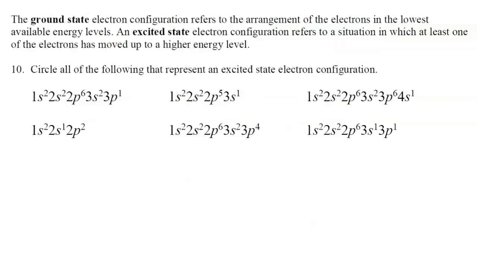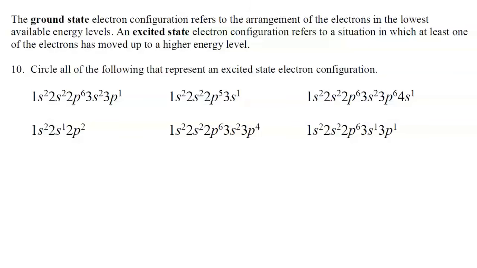All right, this is question 10. The ground state electron configuration refers to the arrangement of the electrons in the lowest available energy levels. An excited state electron configuration refers to a situation in which at least one of the electrons has moved up to a higher energy level. So we have 6 possible electron configurations. Circle all of the following that represent an excited state electron configuration.